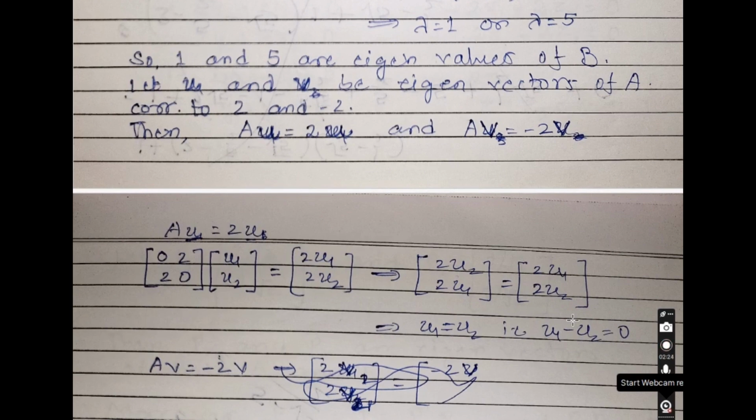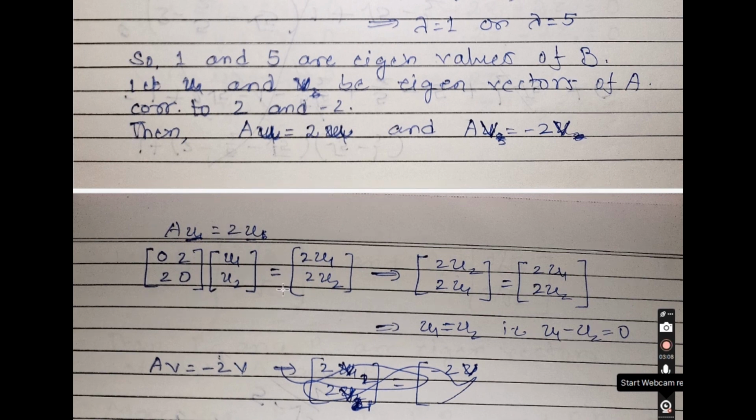When we solve AU equal to 2U, we get an equation like this: twice U2 in the first row and twice U1 in the second row, so twice U1 equal to twice U2, meaning simply U2 equal to U1. Even though it looks like we have two equations, we actually have only one equation, that is U1 equal to U2. In short, if 2 is the eigenvalue, then any vector where the first element is the same as the second element will be an eigenvector of A corresponding to 2.